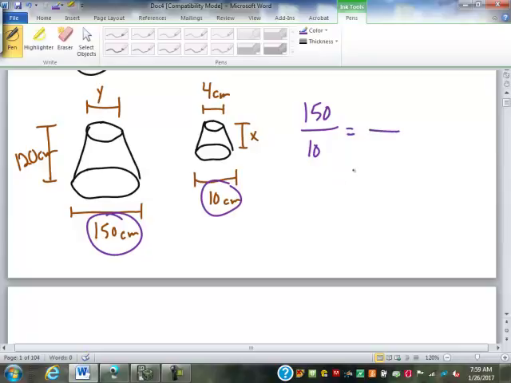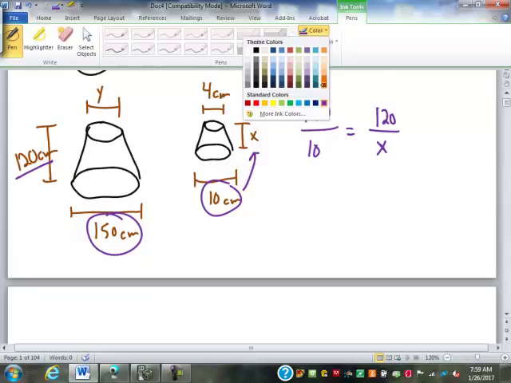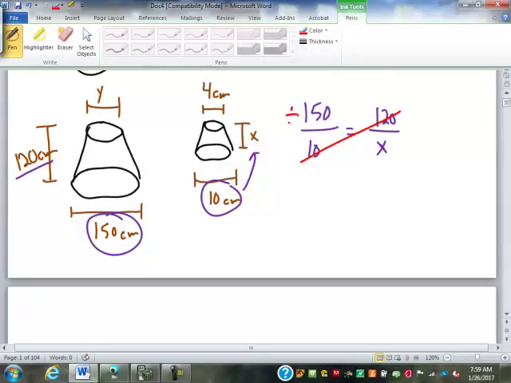On the other side over here, we're going to find x. Where does x go, top or bottom? X is with the 10s. It goes on bottom. What goes above it? 120 is the height of the other one. So we will cross multiply and divide. 10 times 120 divided by 150 is 8. So this is 8 centimeters here.